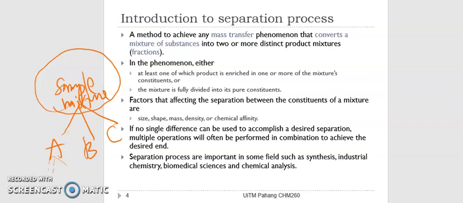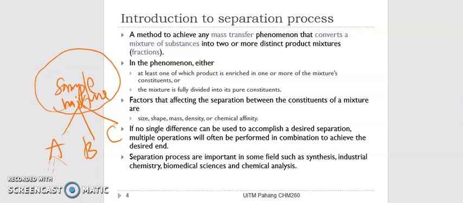Okay, so let's say kita nak pakai dia punya mass, tak boleh pisahkan. Mass lebih kurang. Ataupun nak pakai shape, tak boleh pisahkan juga. So mungkin kita boleh pakai combination. Contoh kita pakai shape dan juga mass. Ataupun kita pakai density dan juga size. Ataupun kita pakai chemical affinity dengan density. Okay, so that one is combination of the differences. So boleh jadi satu ataupun combination lah.